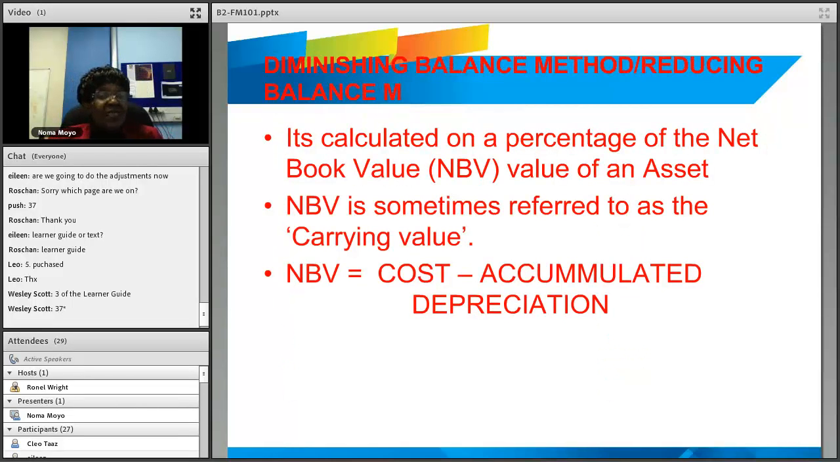When it comes to diminishing balance method, it is also called reducing balance method. It is calculated on a percentage of the net book value. Net book value is sometimes called CV, which is carrying value. So NBV is cost minus accumulated depreciation. This year it depreciates by 10,000. Next year it will be another 10,000, which means the accumulated depreciation at the end of the second year will be 20,000. End of the third year will be 30,000. End of the fourth year will be 40,000. That's accumulated depreciation.